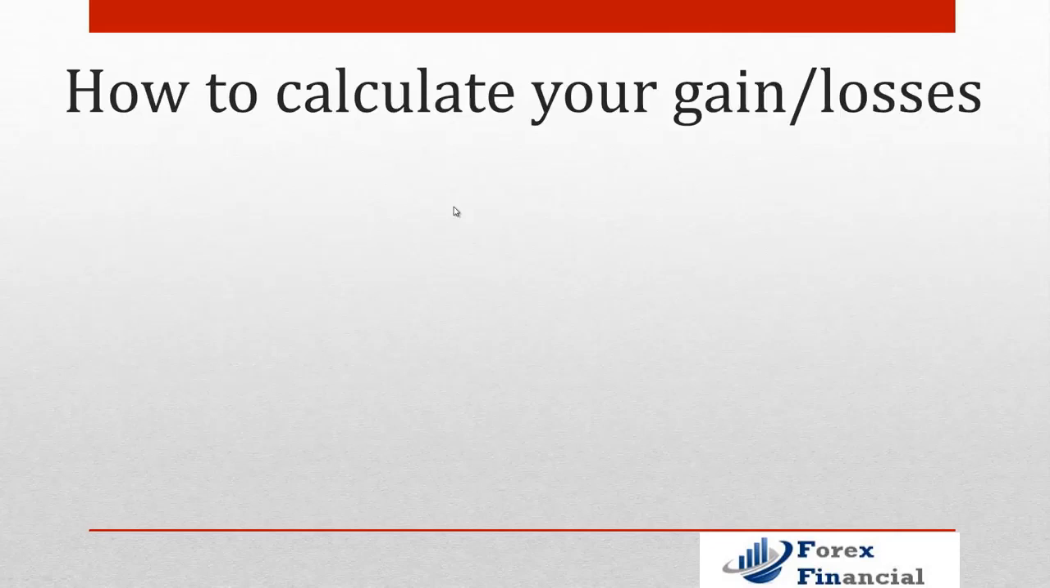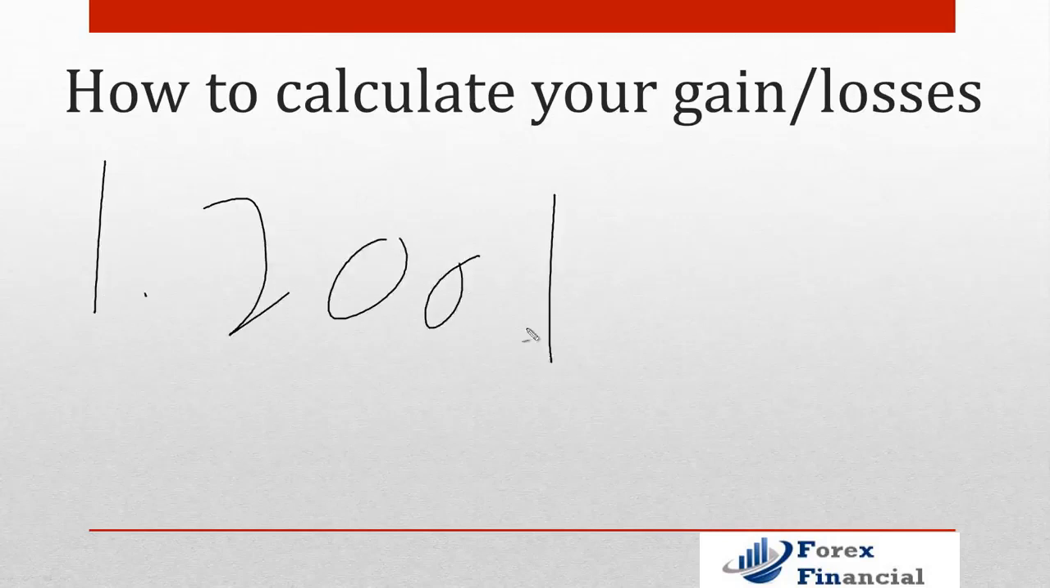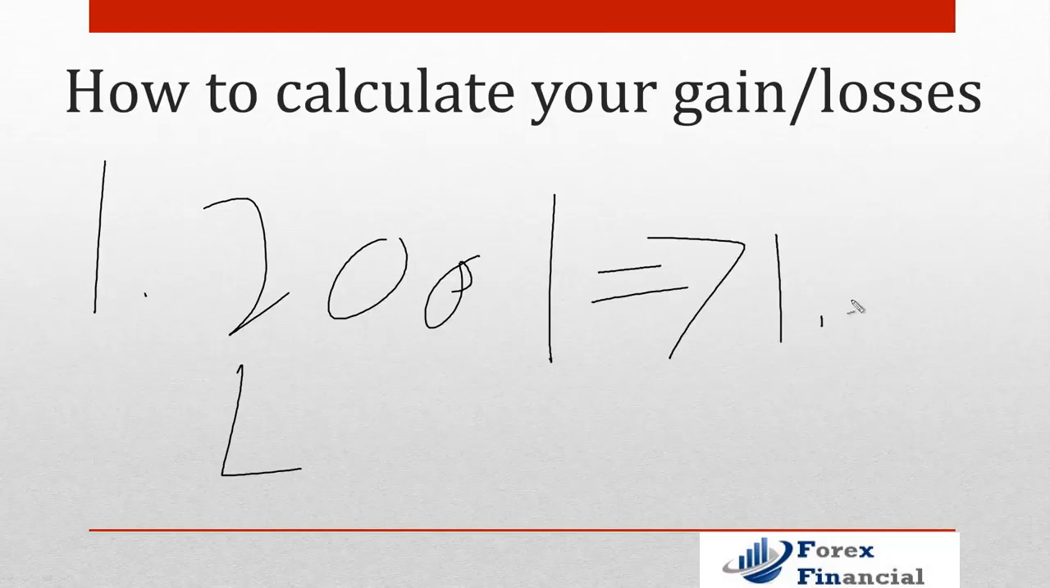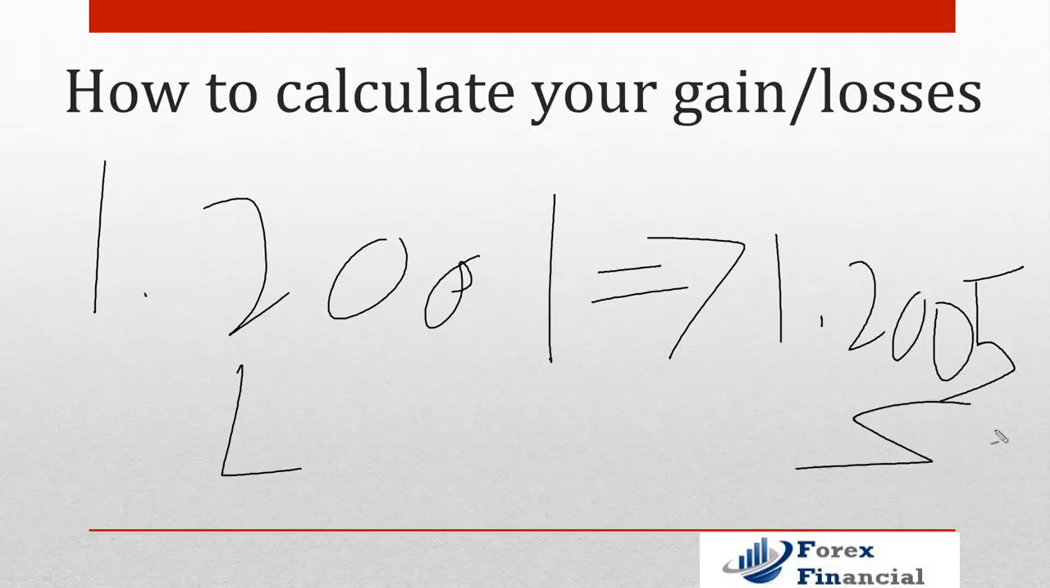So how do you calculate your gains and losses? Let me just walk you through an example. Earlier we had the New Zealand dollar example; let's make it euro dollar, the most common currency. Let's say 1.2001 is the price that you buy at. You went long, L. And this is the price that you sold at, 1.2005. Call it S, for sell. This is a long trade. So what is your gain on this trade?